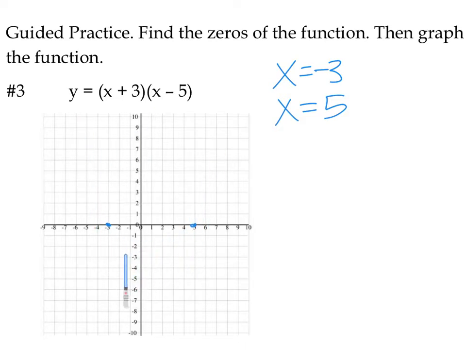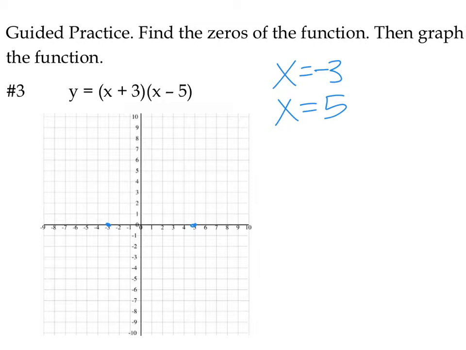Okay? If I want to get another point down here where the vertex might be, one of the things I can do is find what's between -3 and 5. Between -3 and 5 would be 1. So I can plug in an x value of 1 and find out what happens in the middle between these two zeros. So let's do that.